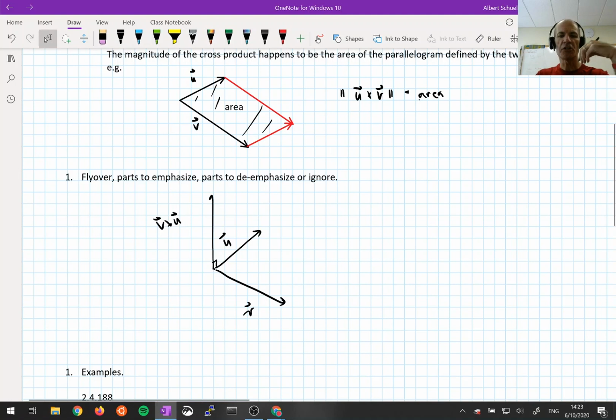Okay, there's a question here. Should this vector point up, because that's perpendicular, or should it point down? That's also perpendicular. So which one should we choose?